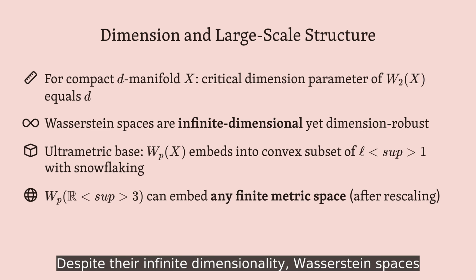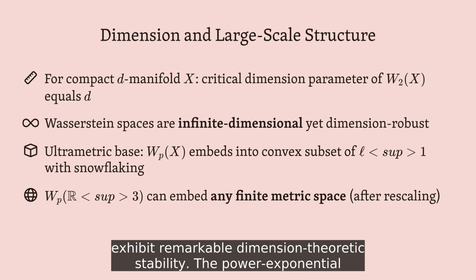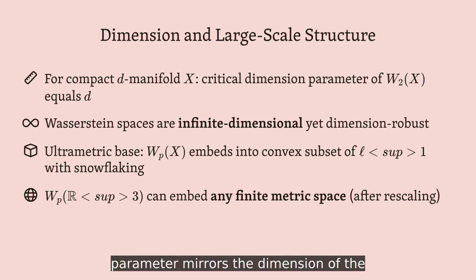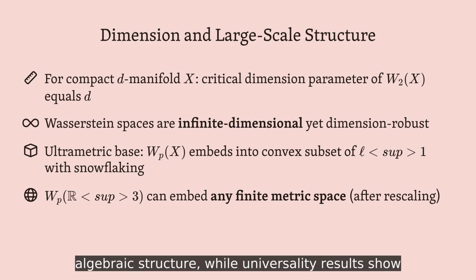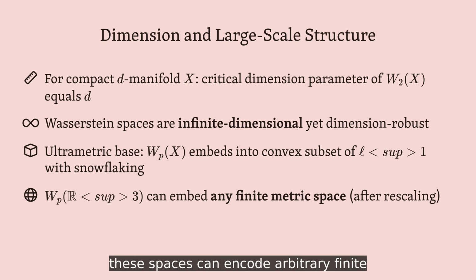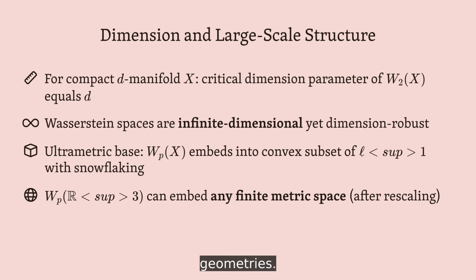Despite their infinite dimensionality, Wasserstein spaces exhibit remarkable dimension-theoretic stability. The power exponential parameter mirrors the dimension of the base, and for ultrametric spaces, explicit embeddings into sequence spaces reveal tractable algebraic structure, while universality results show these spaces can encode arbitrary finite geometries.